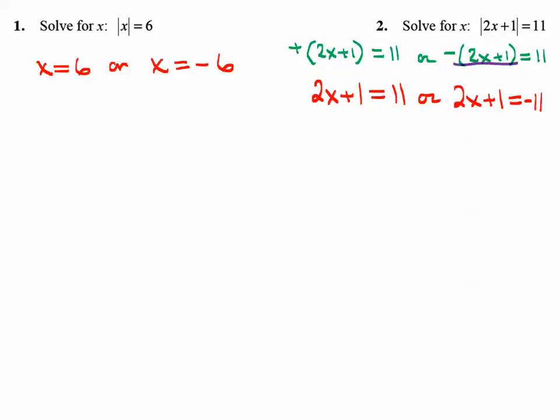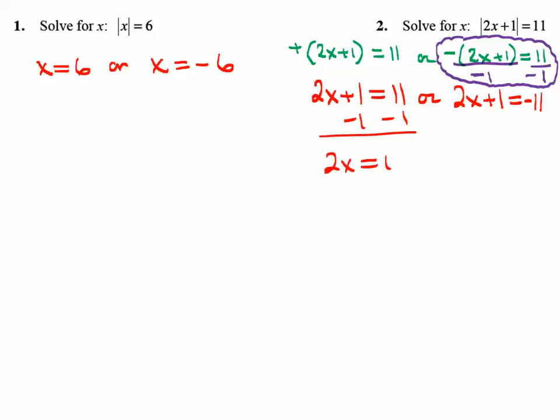So let's see. Subtract 1 from both sides. How about a 2x is equal to 10 divided by 2? And I got x equals 5. Good there. On the other side, if you subtract 1 from a negative 11, you get a negative 12. So ooh, a little different there. And a negative 6 for your answer.